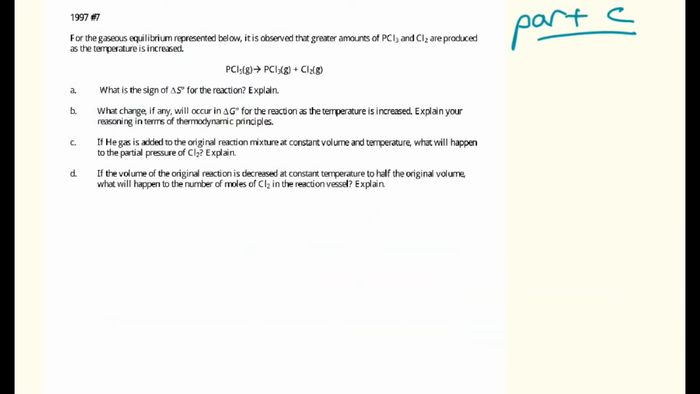Part C is asking about helium gas being added to the reaction mixture. Remember, the key thing to remember there is that helium is an inert gas. It does not react. So this is kind of a refresher from way back in equilibrium. You remember that an inert gas does not shift the equilibrium either way, and so it would not affect the partial pressure of chlorine because you wouldn't make any more chlorine or less chlorine.